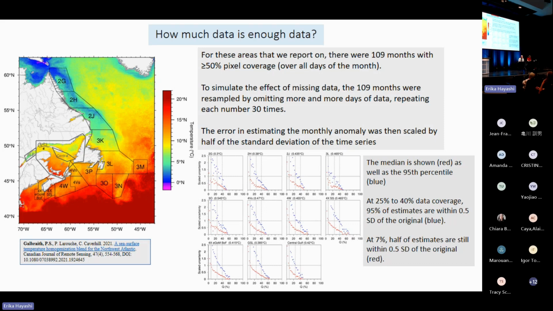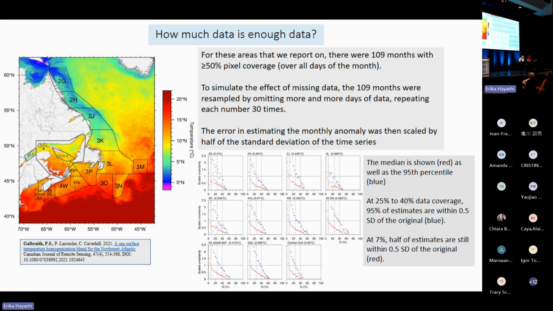And like take the bottom row here, the Gulf of St. Lawrence box, start off at like 64, and I've scaled this error, this uncertainty, to half my standard deviation, which is my goal, right? So anything below 1 is good. So as I degrade my percentage of pixel availability, the error creeps up. And at 40%, the blue line shows the 95th percentile of all my Monte Carlo tries. So even at 40%, 95% I'm going to be right.